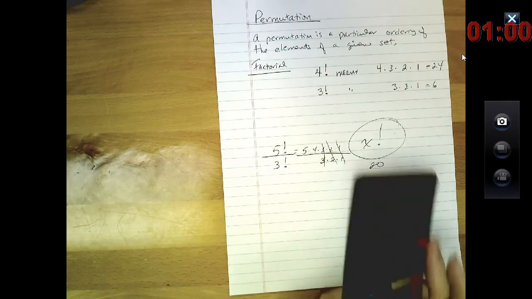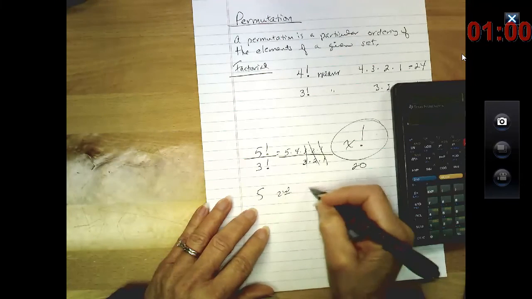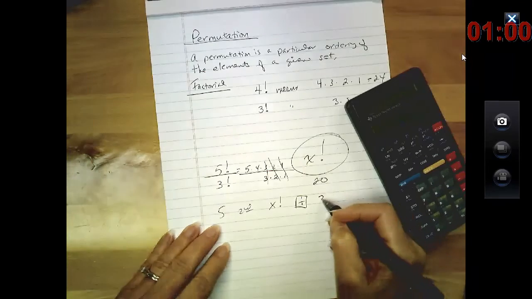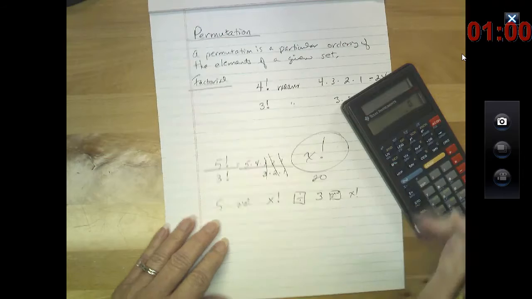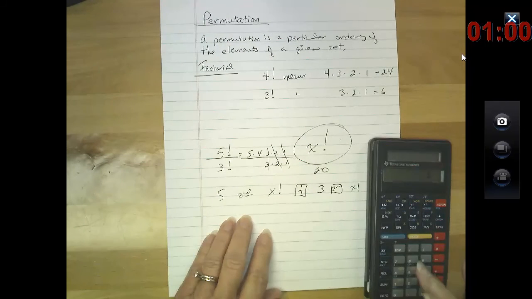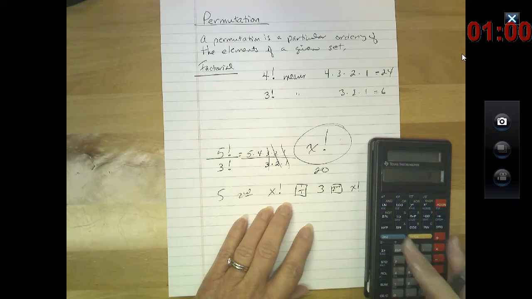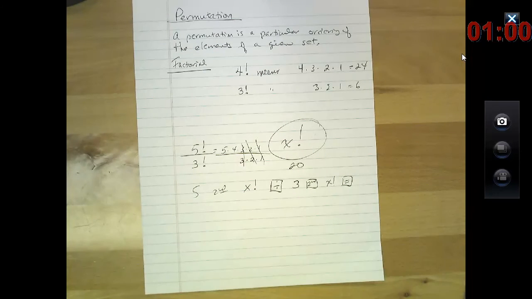Okay, and it does on mine. You would key in 5, second, factorial button, divided by 3, second, factorial button. Now I think you have to do an equals. Let's see, 5 factorial divided by 3 factorial equals 20. Yeah, and you have to put the equals in there. Okay. There's all sorts of other things you can do with this, but we're not going to get into it.